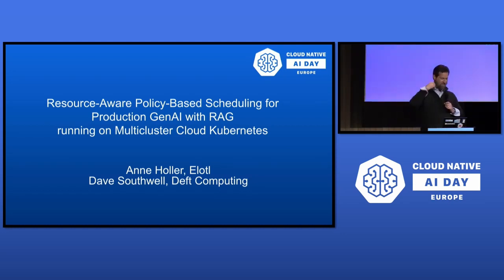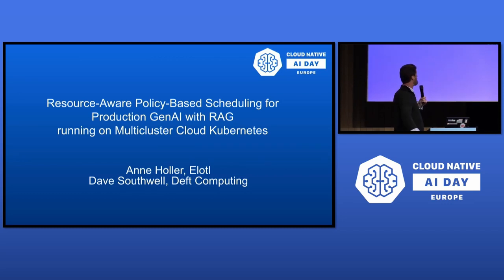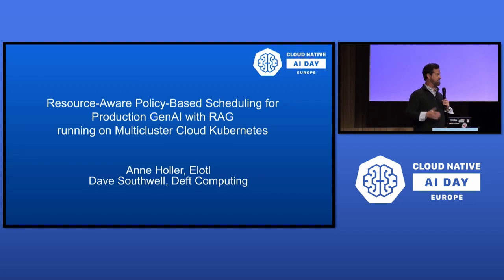So yeah, what are we going to talk about today? It's a very long title, so I forgive you if you haven't read through it all, but you're probably familiar with all the terms. We're going to talk about resource-aware, policy-based scheduling for production GenAI with RAG. We've heard a lot of other talks today about different ways to deploy your AI-powered workloads, but I don't think any of them have specifically gone towards how you might do it in production. And the whole idea behind this talk was how could you develop a reference architecture implementation for how you could deploy your production AI workloads. And that's what we're proposing here.